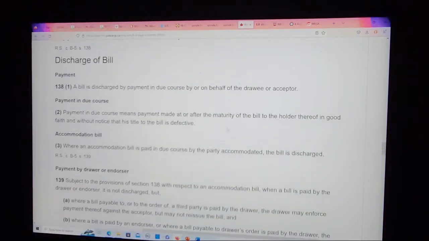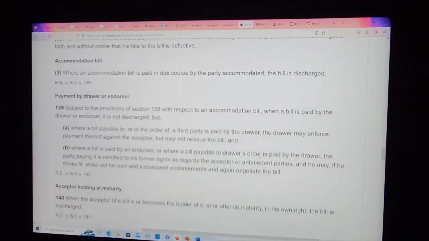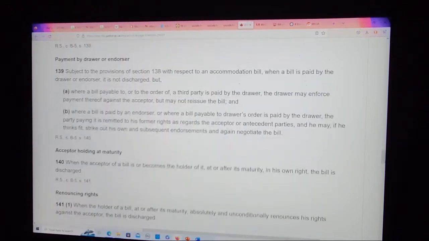Discharge of bill. Payment. 138. A bill is discharged by payment in due course by or on behalf of the drawee or acceptor. Payment in due course. Payment in due course means payment made at or after the maturity of the bill to the holder thereof in good faith and without notice that his title to the bill is defective. Accommodation bill. Where an accommodation bill is paid in due course by the party accommodated, the bill is discharged.